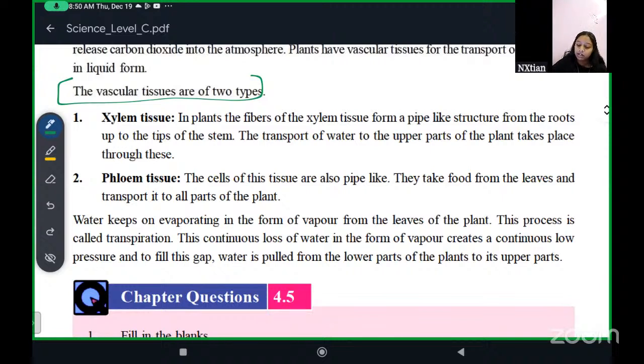Now, phloem tissue. The cells of it are also pipe-like. They take food from the leaves and transport it to all parts of the plant. Okay, xylem transports the water, and phloem transports the food.